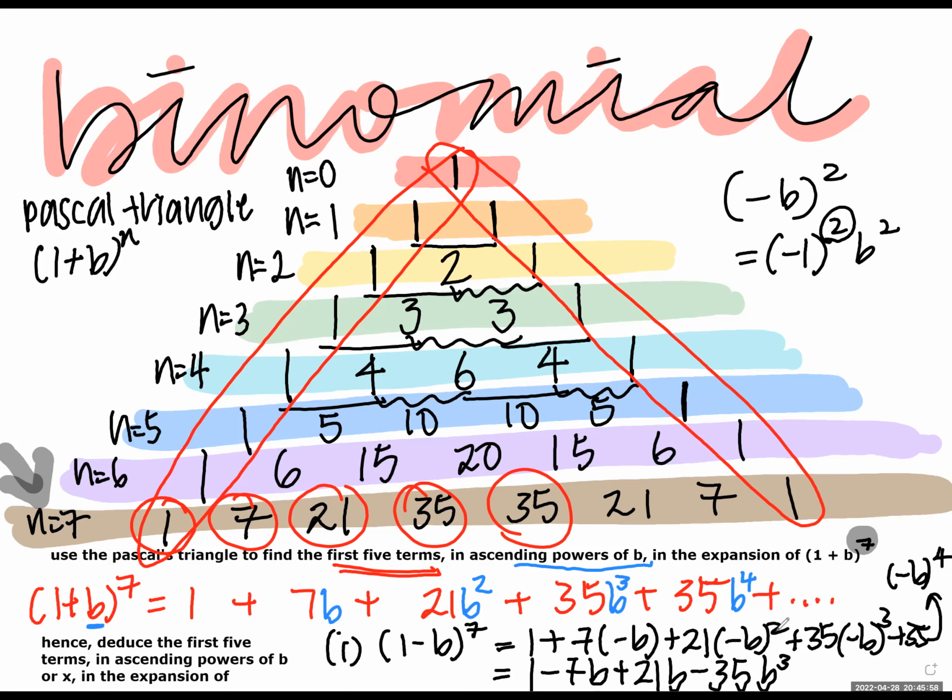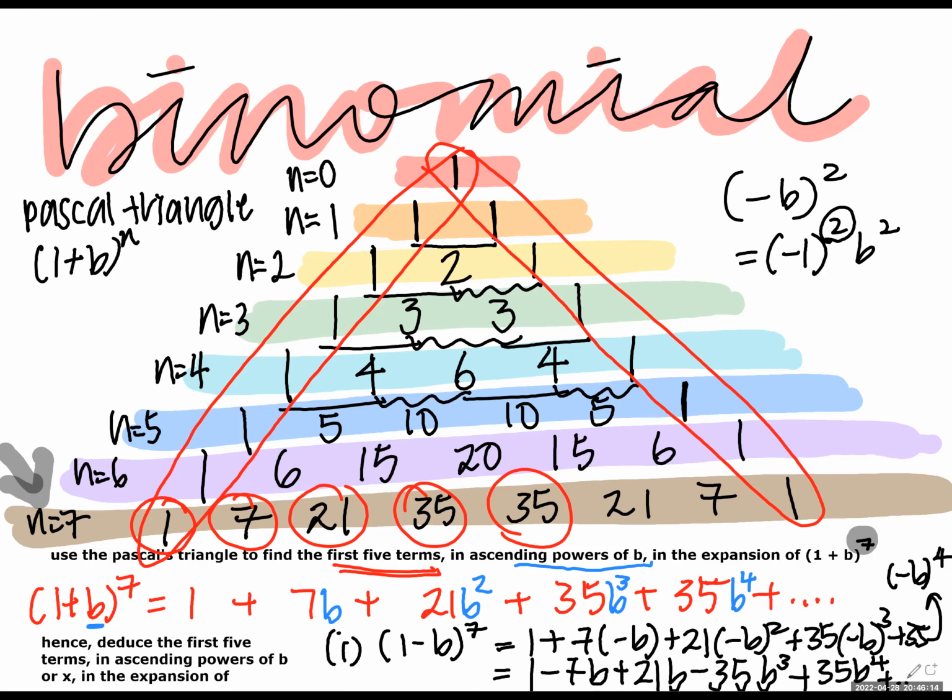Then the next one, same thing, also plus 35b to the power of 4. And we have 1, 2, 3, 4, 5 terms, so that's the total. Okay? So don't forget to make notes for all of this.